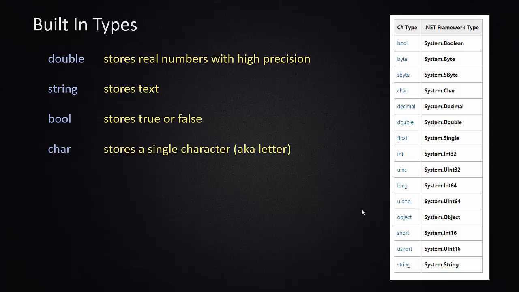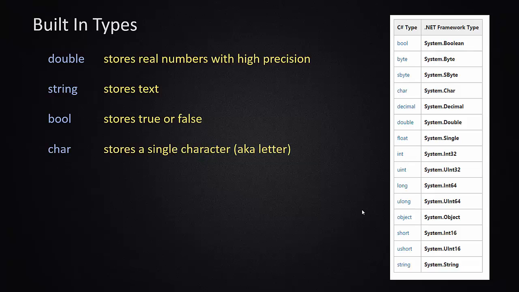The other built-in types are doubles. These are commonly used to store real numbers, so things with a floating point like 57.64, or in a scientific notation, something with a power of 10 multiplier. Doubles are extremely high precision. They use a lot of bits, and there are less precise versions called a float or a single that can also store floating point numbers.